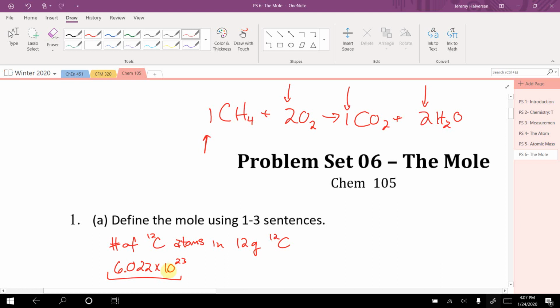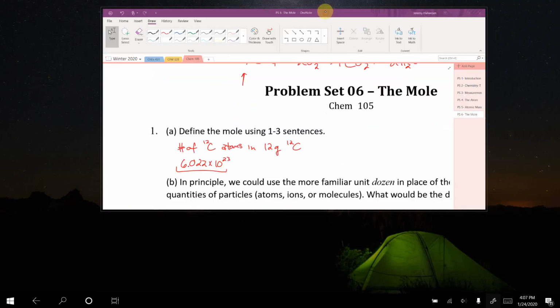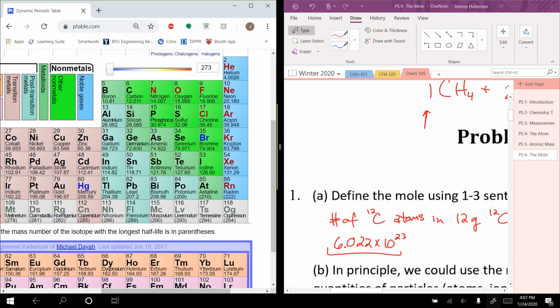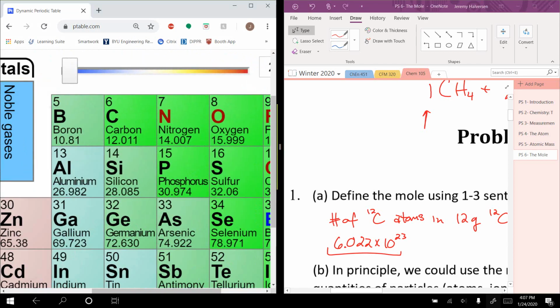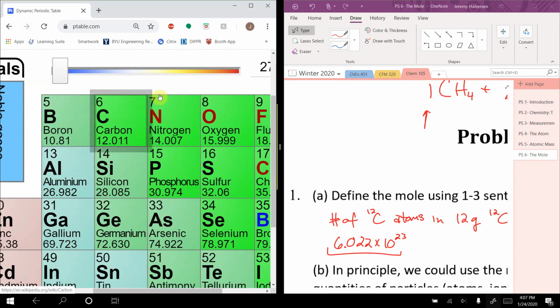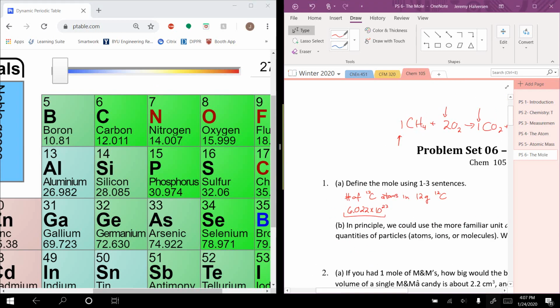Why did we pick this number? Well, if I look at the periodic table, I know that the average carbon atom has a mass of 12.011 AMU, or atomic mass units, per atom. So each atom of carbon weighs that many atomic mass units. We said, let's pretend we only had carbon-12. How much would we need to have 12 grams of it? And we figured out we had this number.